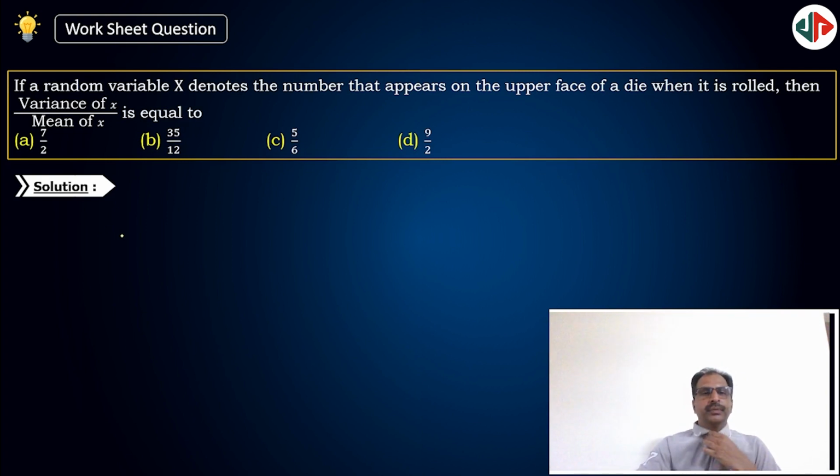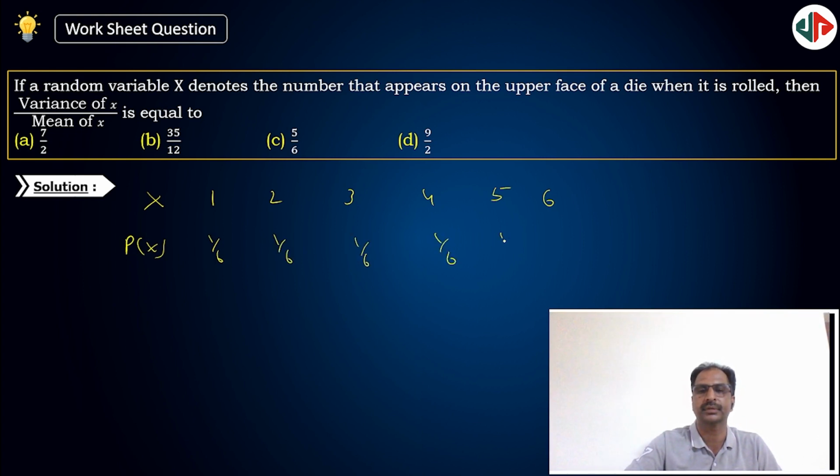So if a random variable x denotes the number that appears on the face of a die. So what are the numbers that can appear on the die? 1, 2, 3, 4, 5, 6. You have to find variance of x and mean of x. For that, let us find probabilities. Probability of getting a number 1 by 6, getting a number 2, 1 by 6, 1 by 6, 1 by 6.